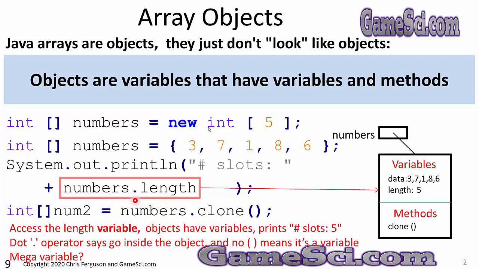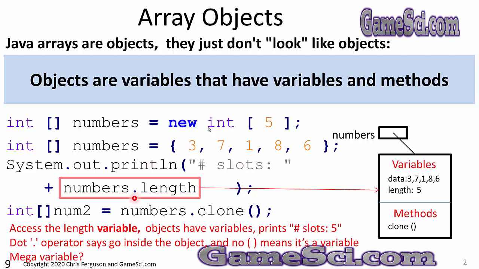Numbers.length. What we're doing here is we're going to access the length variable. Objects have variables. Remember, I've been saying that 10 times. I've said it already. Objects are variables that have variables. And this is specifically a variable in this object. This line of code will print the number of slots is 5.